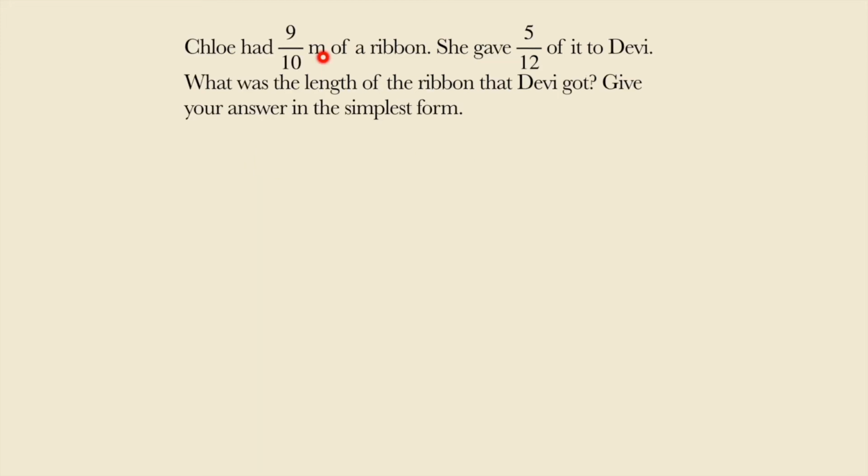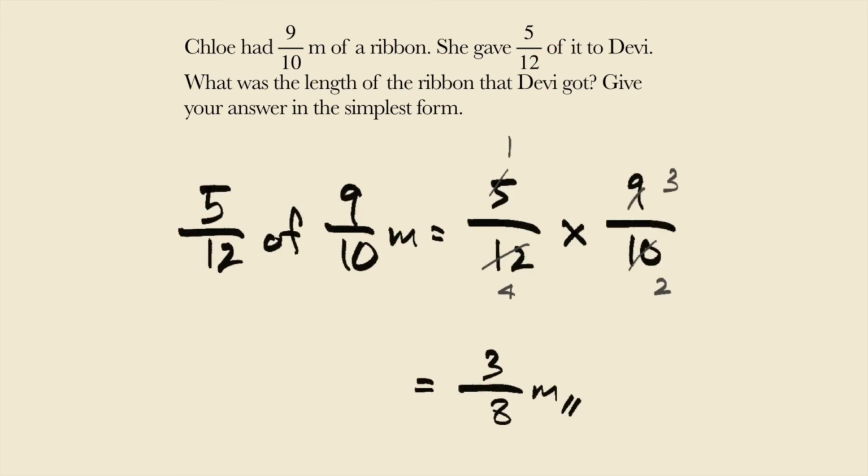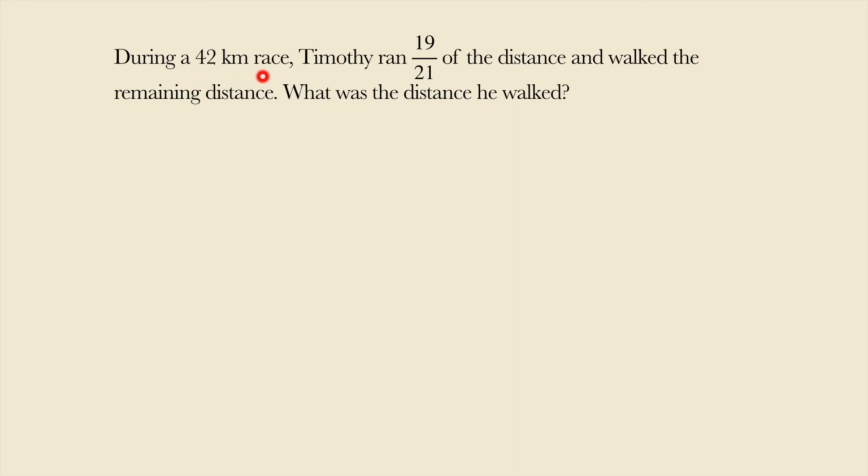Chloe had 9/10 meters of a ribbon. She gave 5/12 of it to Debbie. Now, this is actual meters of ribbon. This is basically units. What length did Debbie get? So what's 5/12 of that 9/10 meters? We will basically multiply, of here as in times. Okay, simplify, divide by 3, divide by 3. That's 3/8 meters.